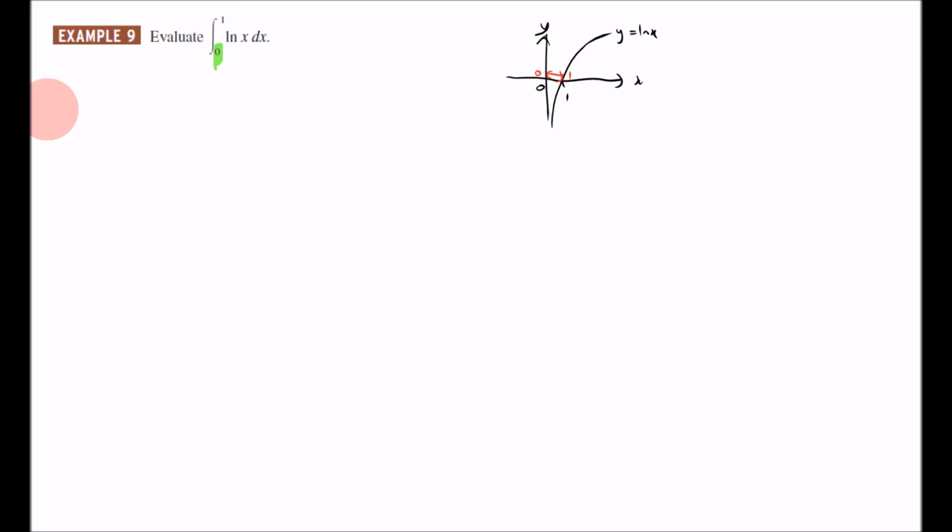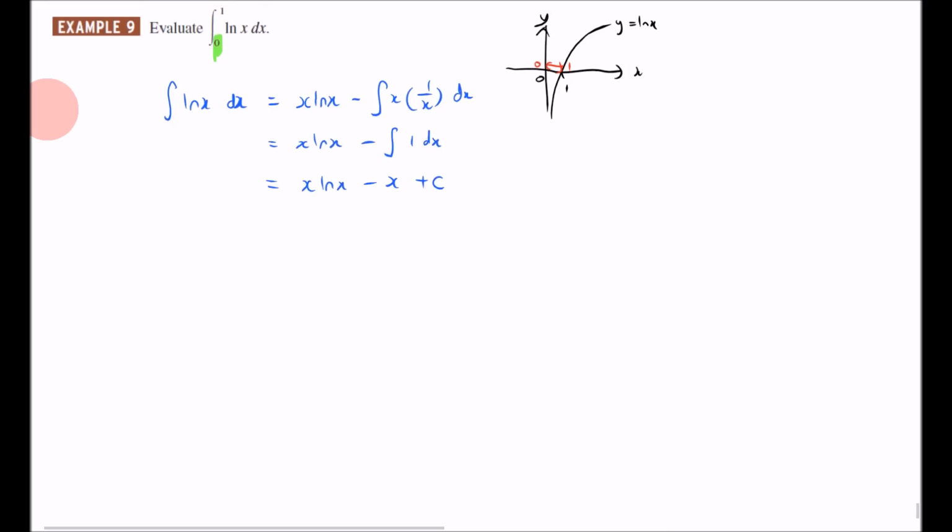No matter what, we still have to integrate it normally. So first, integration without limits, that means you have to use integration by parts, right? So integrate 1, you get ln x, minus integrate x times the derivative of ln x. So we get x ln x minus integrate 1 dx. So we get x ln x minus x plus c. Actually the c, you don't have to worry about.